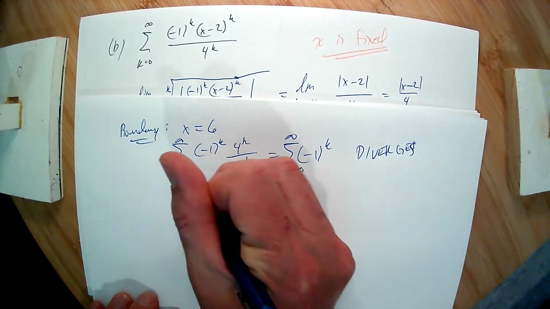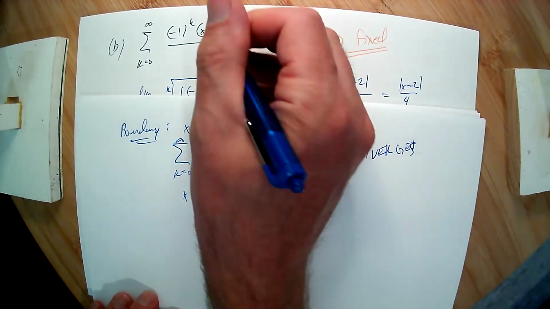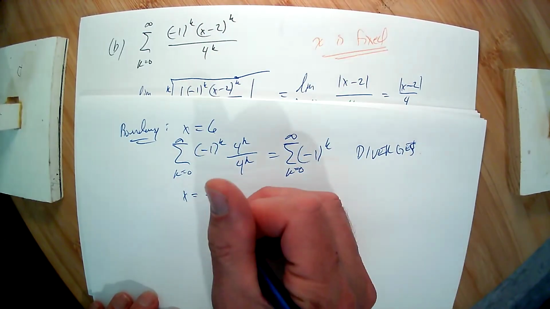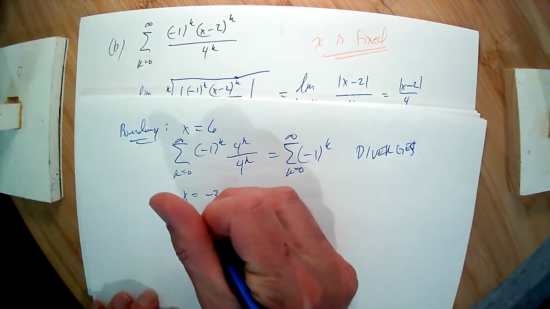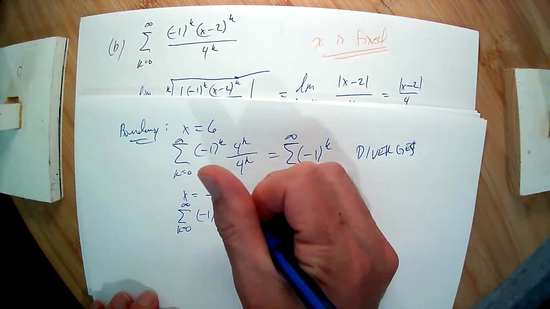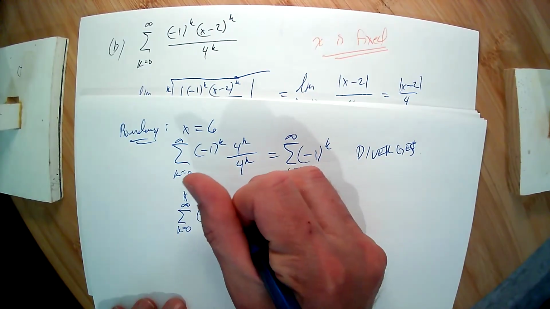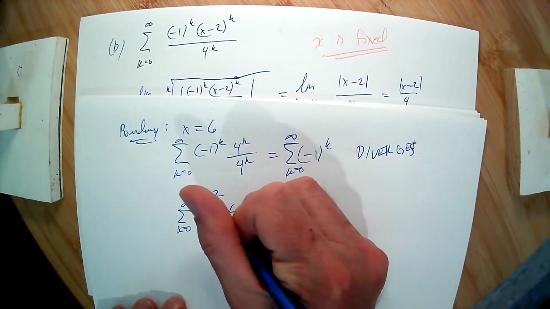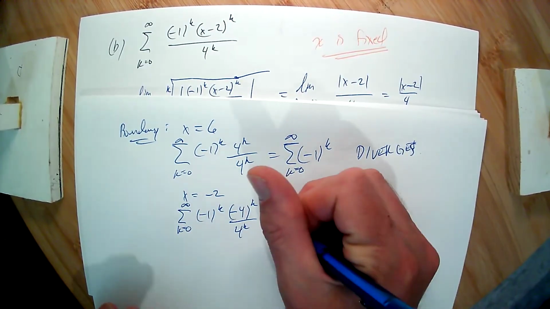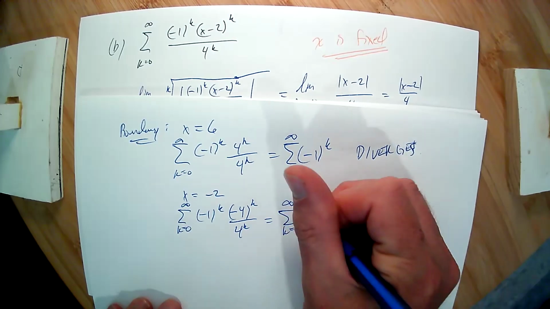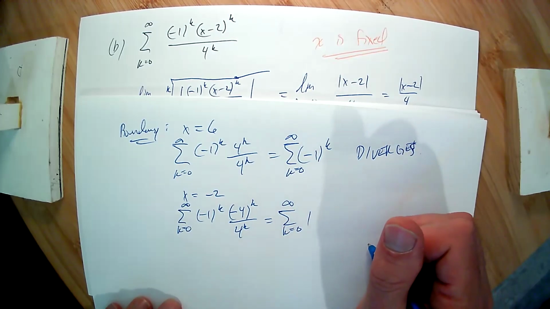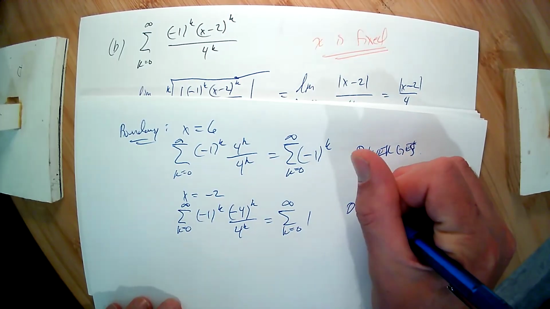What about the other boundary, x equals negative 2? Well, if I plug negative 2 into that series, now you're summing up, k goes from 0 to infinity, (-1)^k times (-4)^k divided by 4^k. And now you're just summing, k goes from 0 to infinity, adding 1 to itself over and over again. That clearly diverges as well.